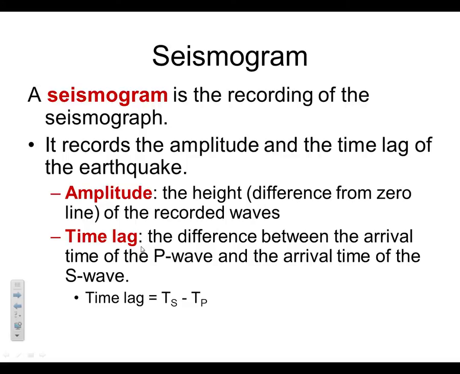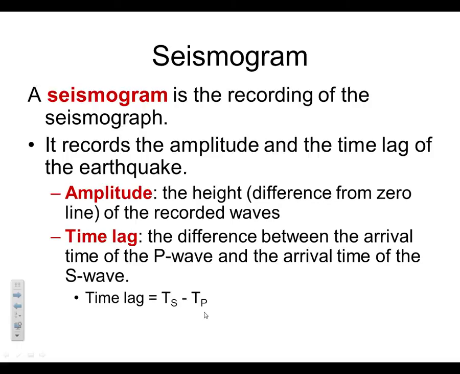The time lag is a little bit harder. It involves subtraction. Time lag is the difference between the arrival time of the P wave and the arrival time of the S wave. So what you're going to do is subtract the arrival time of the S wave minus the arrival time of the P wave.